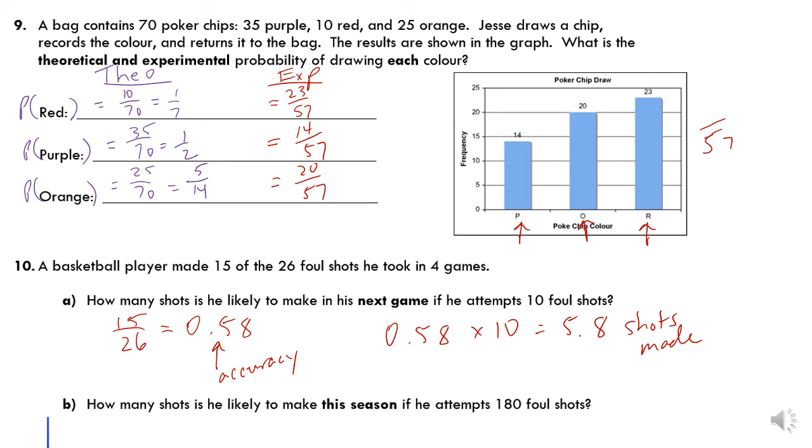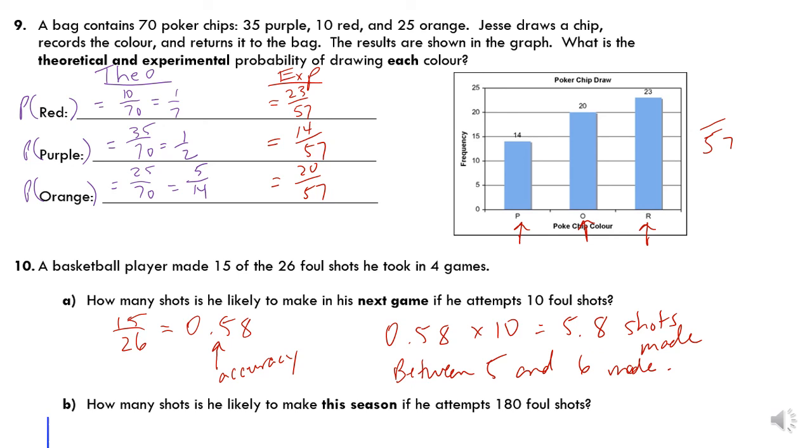So what you would say is between 5 and 6 made. And based off the fact that it's 5.8, it's more than likely he makes 6 shots versus 5. How many shots is he likely to make this season if he attempts 180 foul shots?